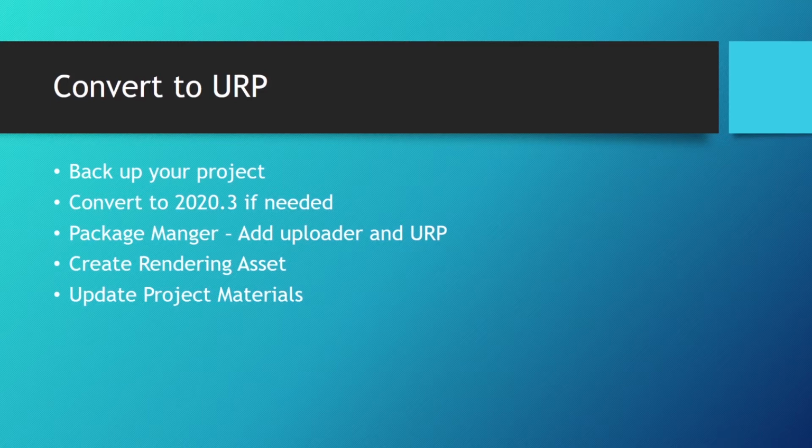Open it up in 2020.3, and it'll warn you about opening it up in a different version. Go ahead. And then you'll use the Package Manager to add the new uploader and the Universal Render Pipeline. Then we'll have to do a couple of things, create a little asset, and then we'll have to deal with the materials. So let's take a look at that process.